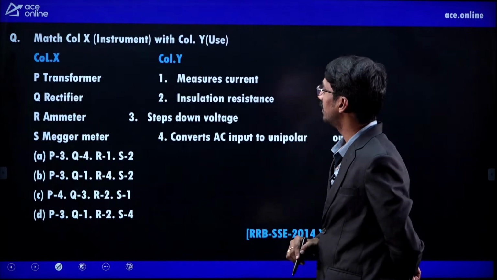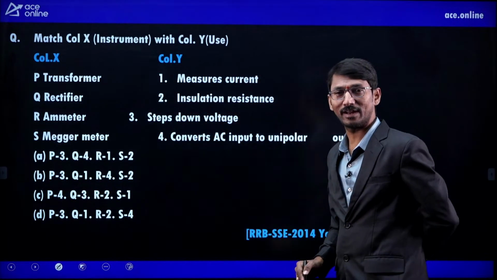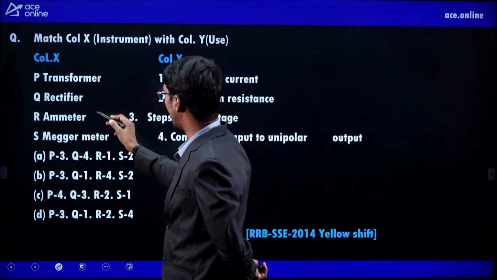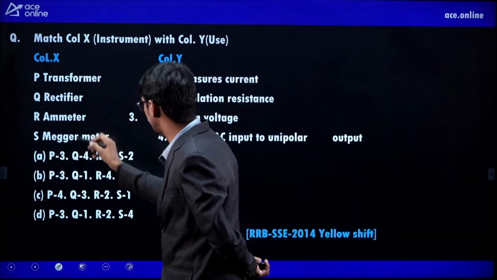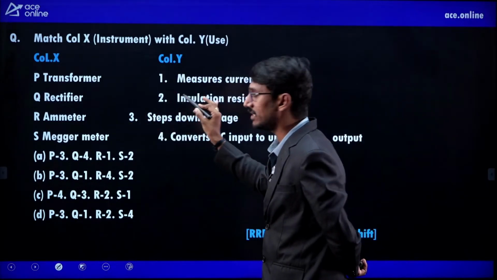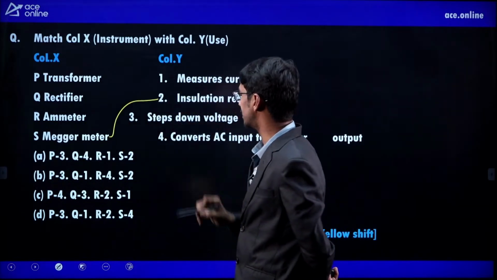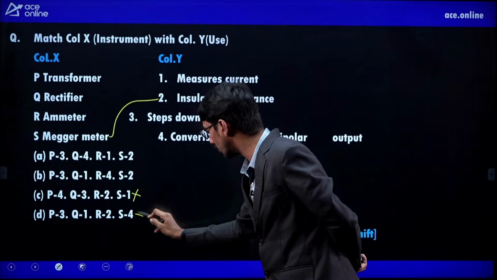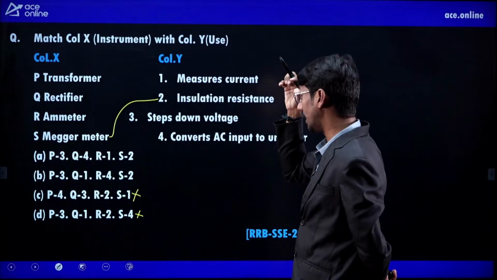Right. Next one. Match the following. Kindly answer. Take 30 seconds and try to give the answer. Transformer, rectifier, ammeter, megger. Now, if any question appears as match the following, follow one technique. Out of all, take whichever is easy to observe. Megger is insulation resistance, so S is with 2. So S1, S4 over, leave it. In that way, try to eliminate the corresponding options.